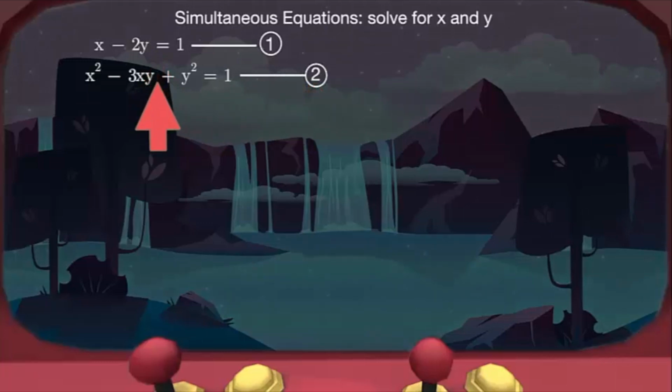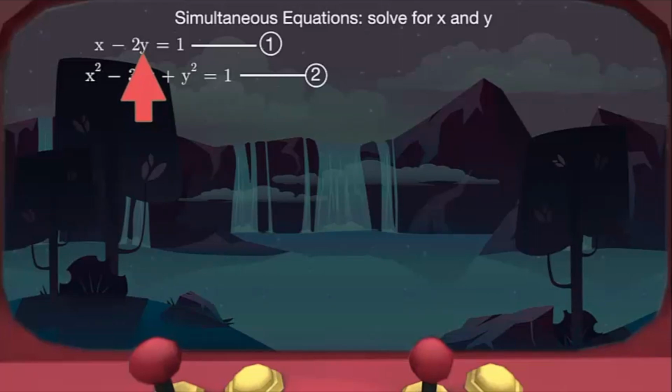Then we want to identify which one of these two is our linear equation. Well, this is our linear equation because there's an x to the power of 1 and a y to the power of 1. So we are going to focus on this one for now. So what do we want to do with it? We want to rewrite this equation so that one of these variables becomes the new subject of the equation.